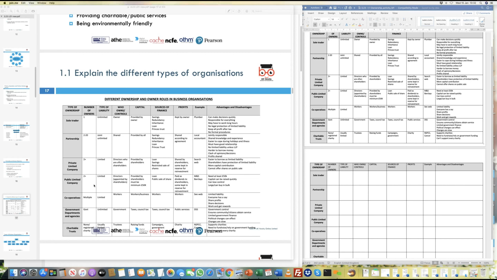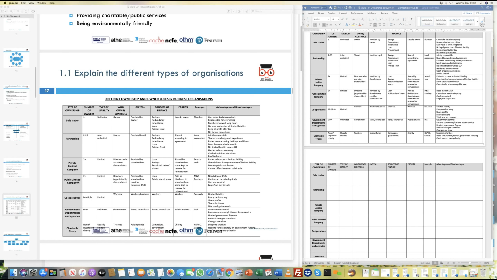Right. Then there are other types, which is public limited company. Now, public limited companies again are on a larger scale, and they tend to be large organizations. When we look at the classification of organizations, we have micro, small, and medium businesses, SMEs, and then you have large corporations or large companies.